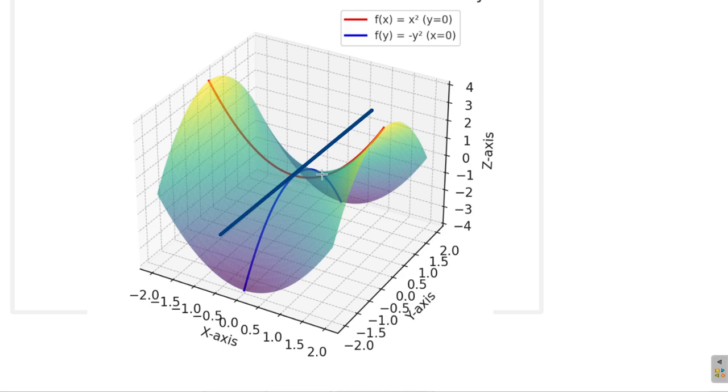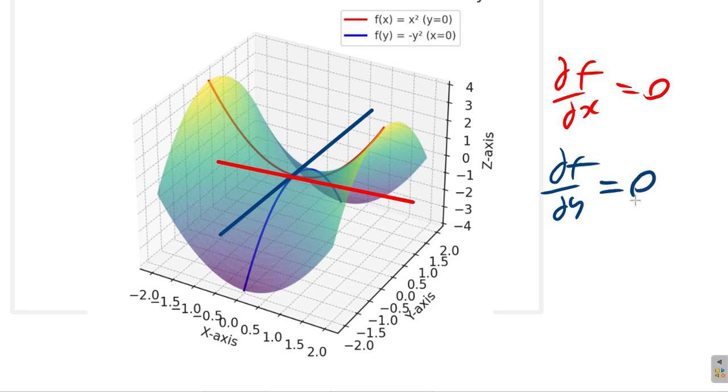Alright? Well, let me interchange that. The tangent along the y, the blue, the change in y is f of y. The tangent along the y has a gradient of 0 and the tangent along the x function also has a gradient of 0. So in both cases, delta f by delta x is equal to 0 and delta f by delta y is also equal to 0.